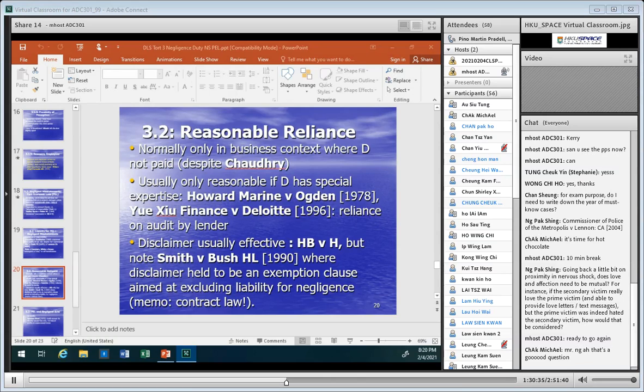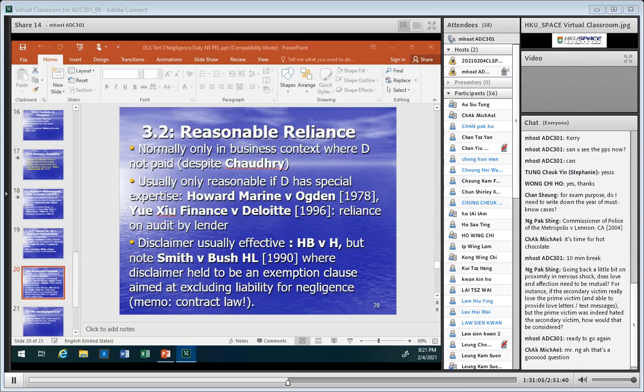But was the disclaimer effective? Well, the court held it was indeed an exemption clause and therefore would not be effective unless it was reasonable. Okay, and so you can see there's a clear overlap here between tort law and contract law. So if Hedley Byrne v Heller were to be decided today, that disclaimer probably also would not be effective. Okay.